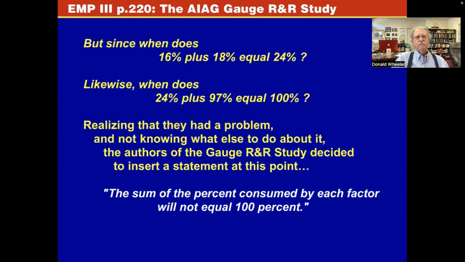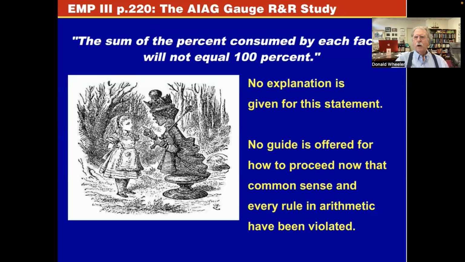But since when does 16% plus 18% equal 24%? Likewise, when does 24% plus 97% equal 100%? Realizing they had a problem and not knowing what else to do about it, the authors of the gauge R&R study decided to insert a statement at this point. The sum of the percent consumed by each factor will not equal 100%. No explanation is given for this statement.